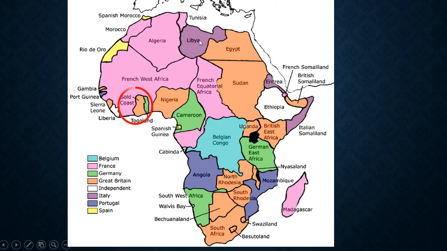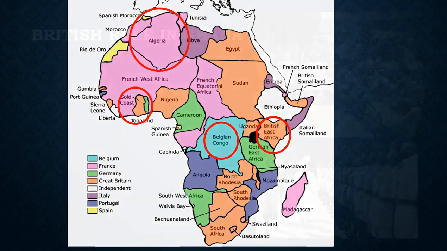So the first thing we're going to look at today is the Gold Coast. Once again, that is now known as Ghana. Then we'll look at British East Africa, known today as Kenya. Then we'll look at the Belgian Congo, which today is the Democratic Republic of the Congo. And then finally, we'll look at France and Algeria and take a case study into French West Africa.